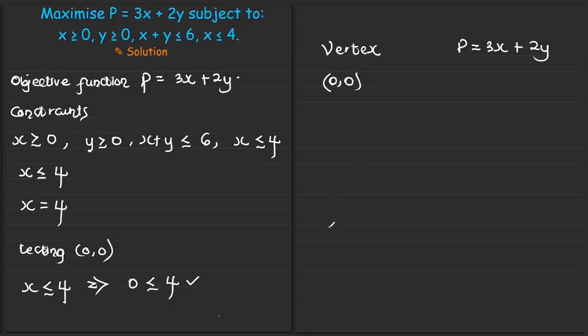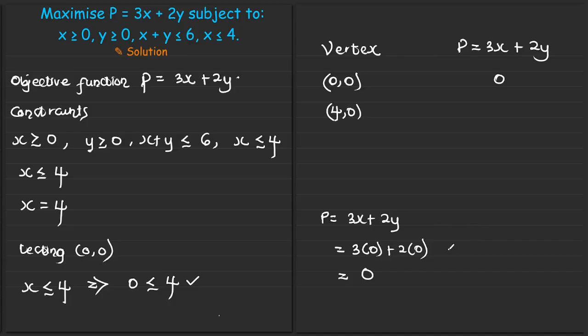So for 0, 0, we know our objective function P is equal to 3x plus 2y. So substituting, we have what? 3 into bracket 0 plus 2 into bracket 0, and that simply gives us a 0. So at the vertex 0, 0, we have our objective function having a value of what? 0. Then we come to the next one, which was 4, 0.